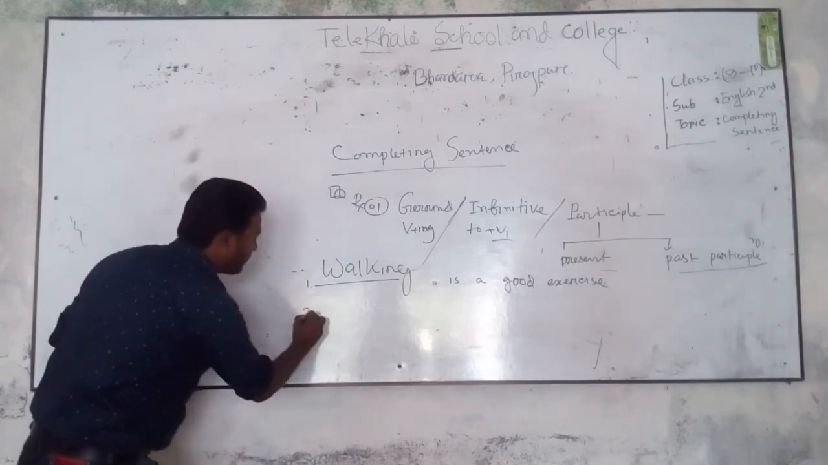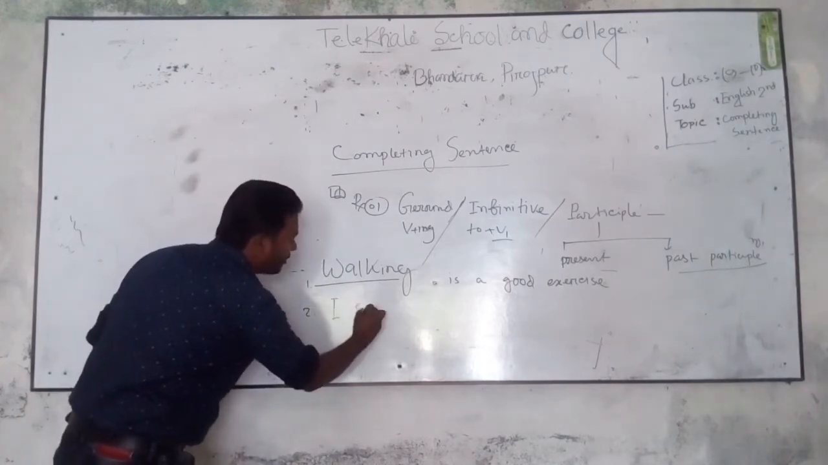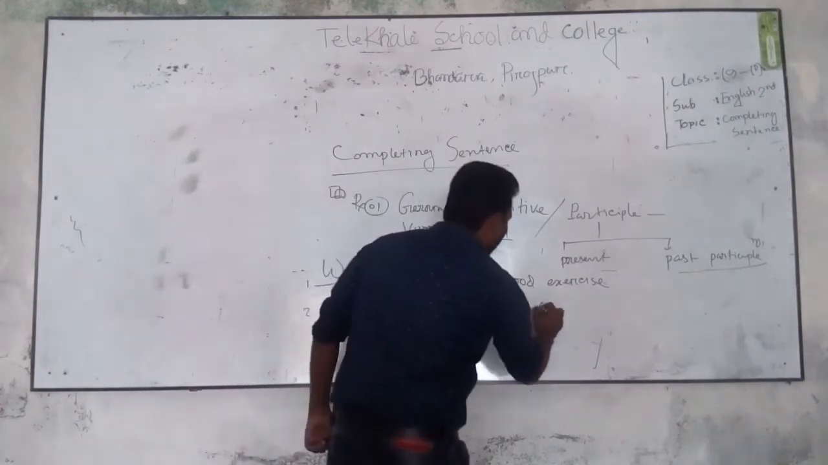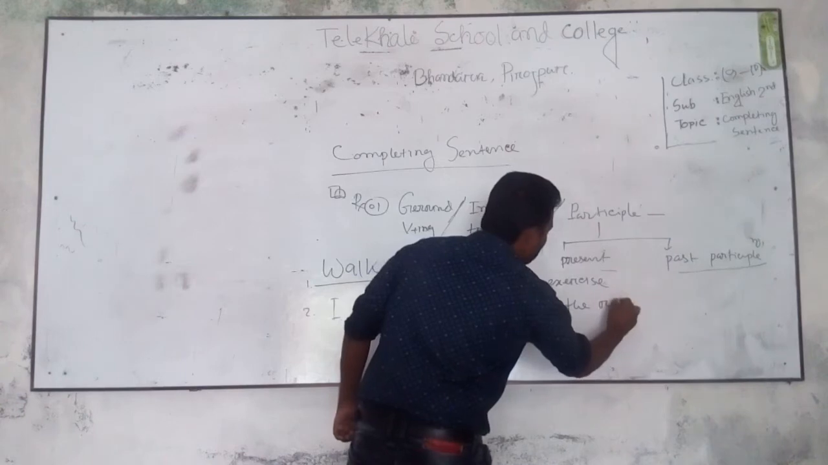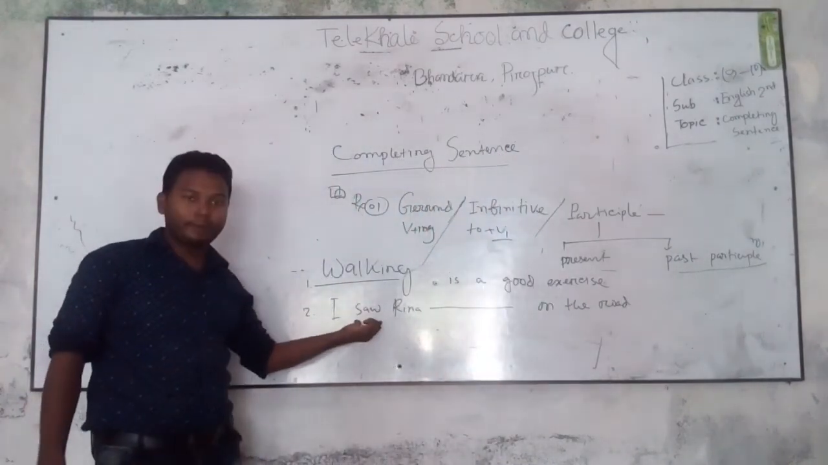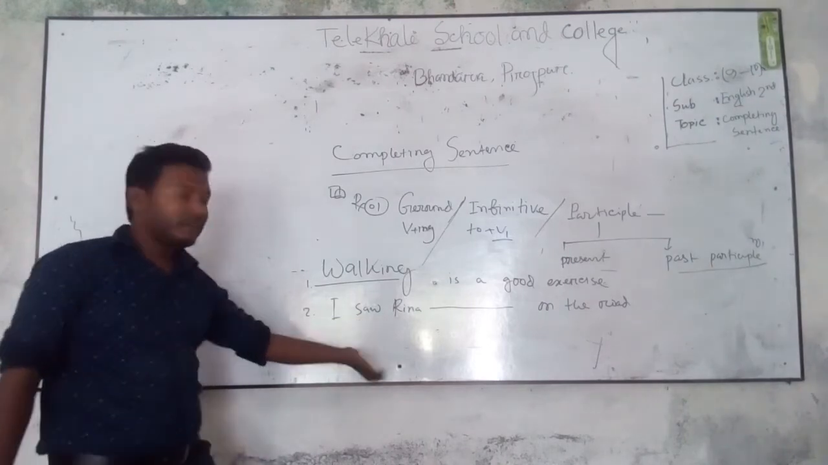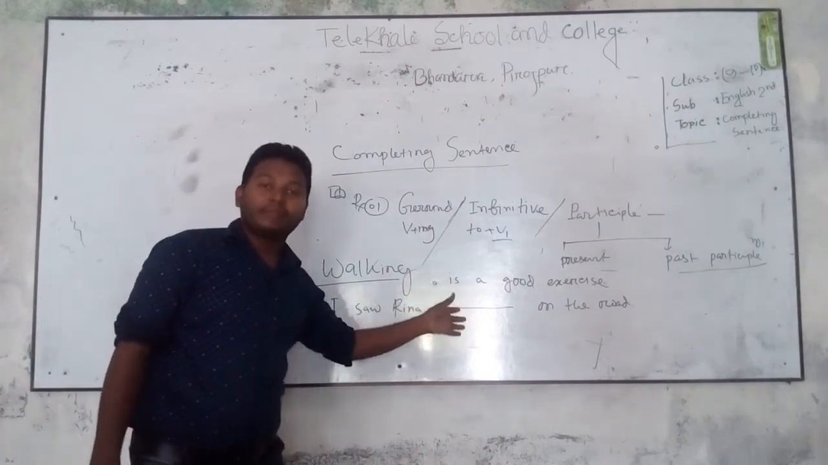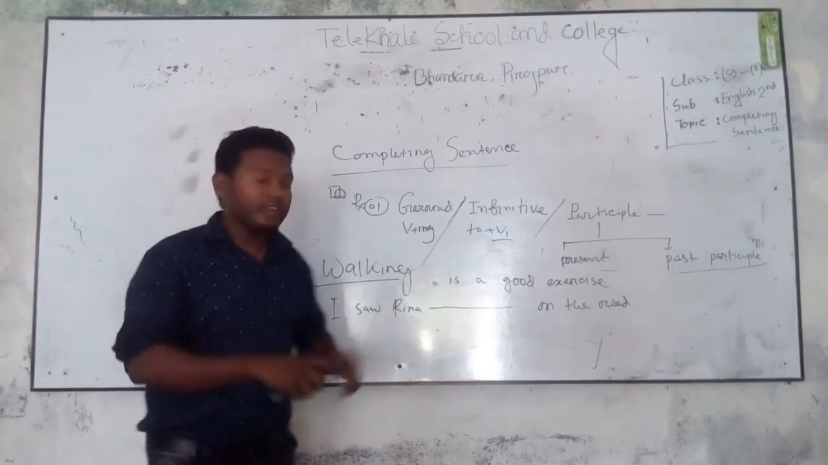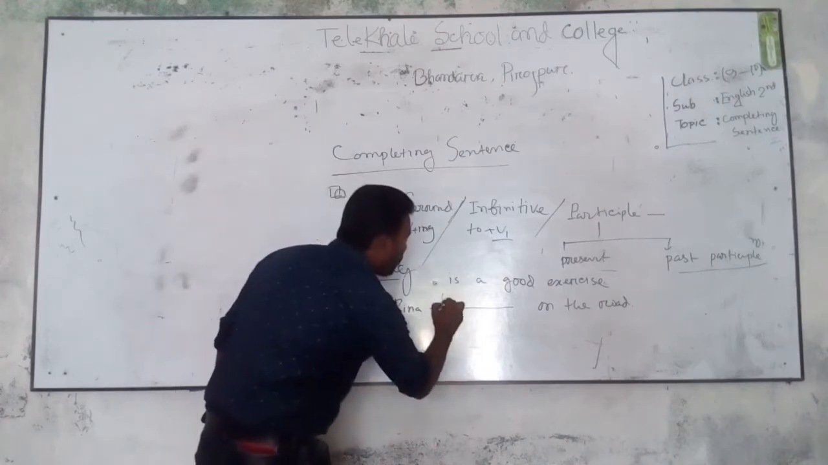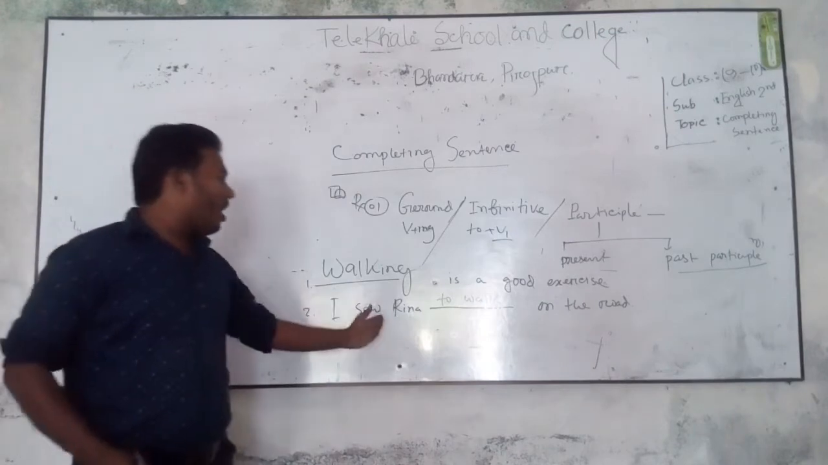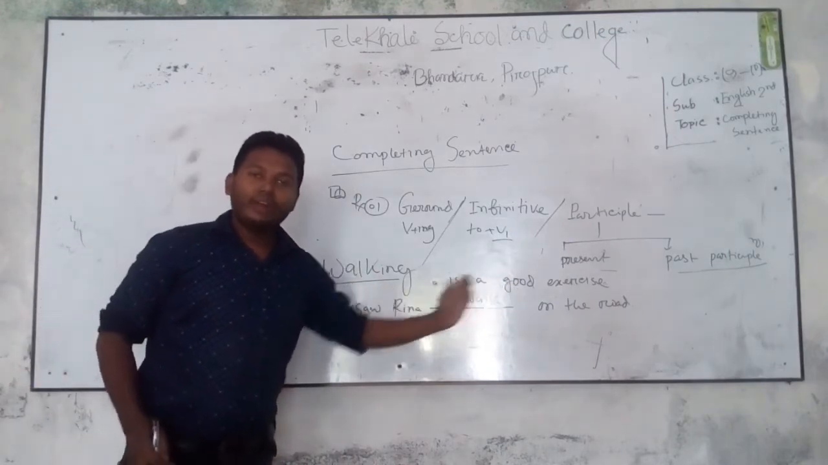And 2: "I saw Rina ___ on the road." Here you have seen that there is a finite verb, but another has a gap. Fill in the gap. So here you can use your infinitive. I saw Rina to walk on the road.